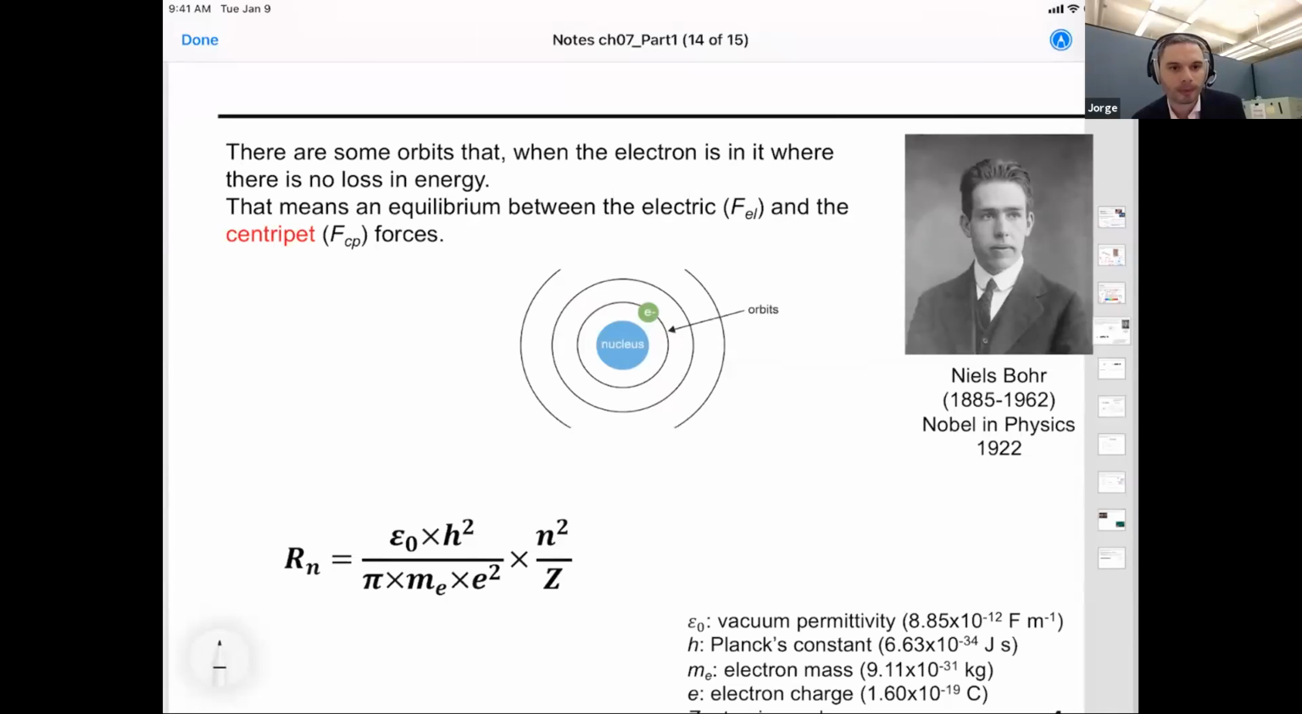Okay, so let's see what Bohr tells us. All right, so let's talk about the Bohr atomic model.